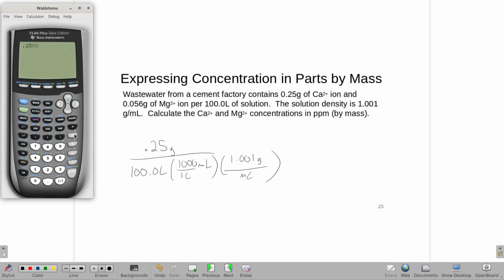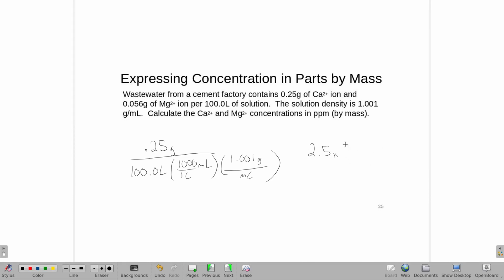So 0.25 divided by 100 and 1,000 and 1.001. And I get parts by mass would be 2.5 times 10 to the minus 6th. And that'd be just parts by mass. And we could just do weight, or mass.